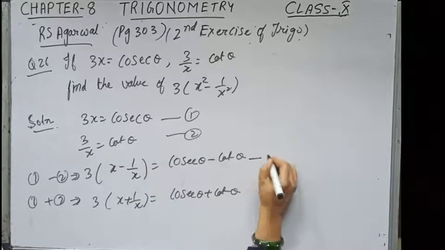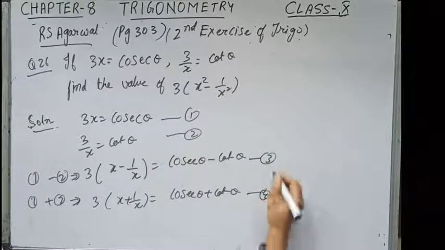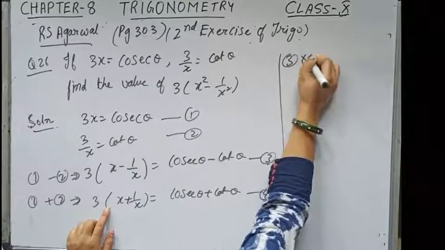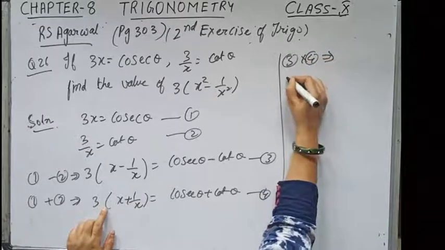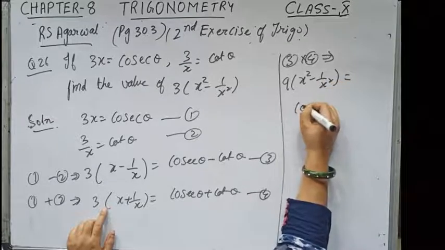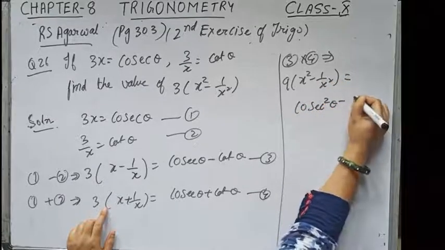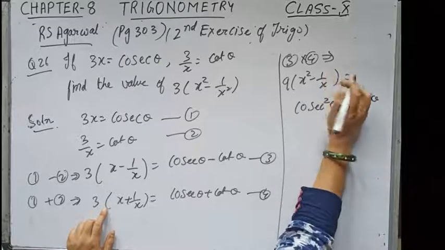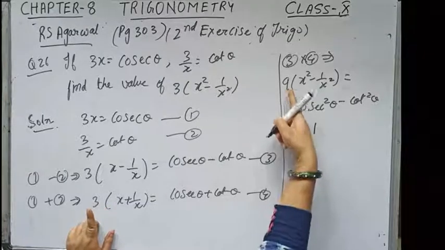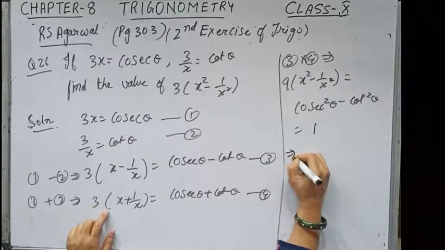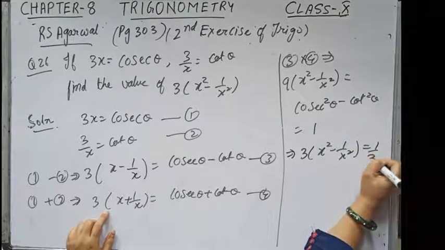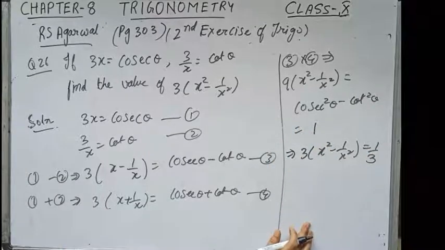Let us make it 3 and this one as 4. Now if I multiply 3 and 4, this will be 9 times x square minus 1 by x square equals cosec square theta minus cot square theta, and this will be equal to 1. So we have to get the value of thrice of x square minus 1 by x square, which equals 1 by 3, with the 3 sent to the right side.